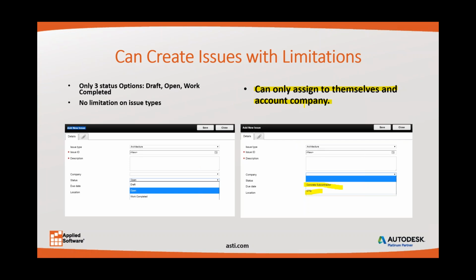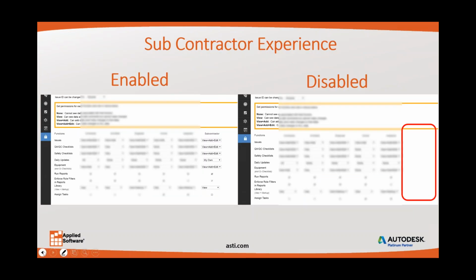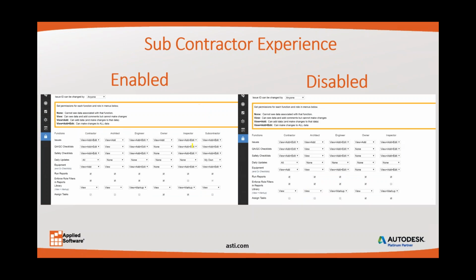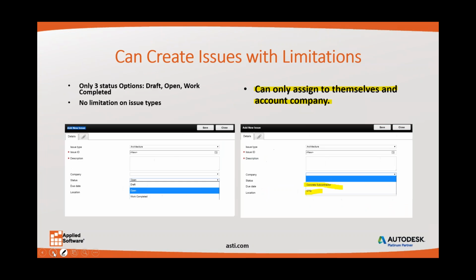If you wanted to get around this and enable your subcontractor to create any issue, you may want to look at assigning them to a different role, such as an inspector, and then you could add that they could create any issue. They'd still have access to all this. This has always been the workaround prior to the subcontractor access, so just keep that in mind. That's still an available option to us.